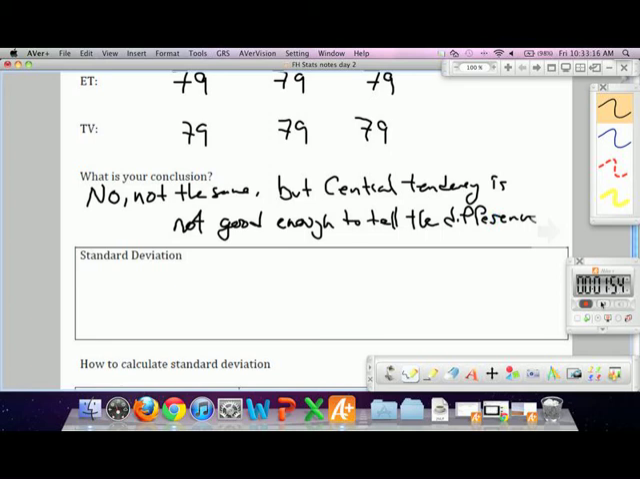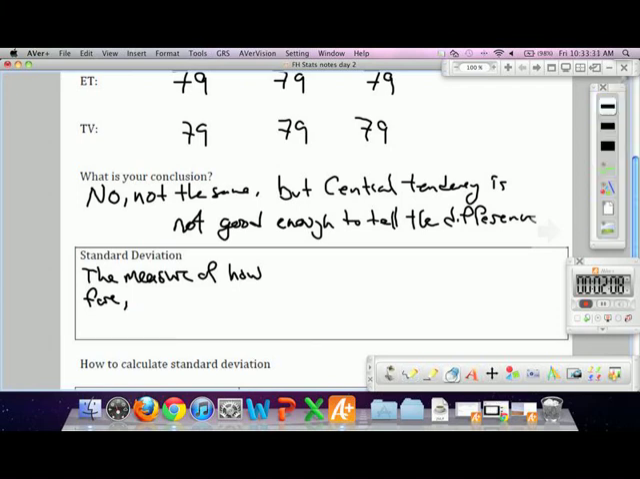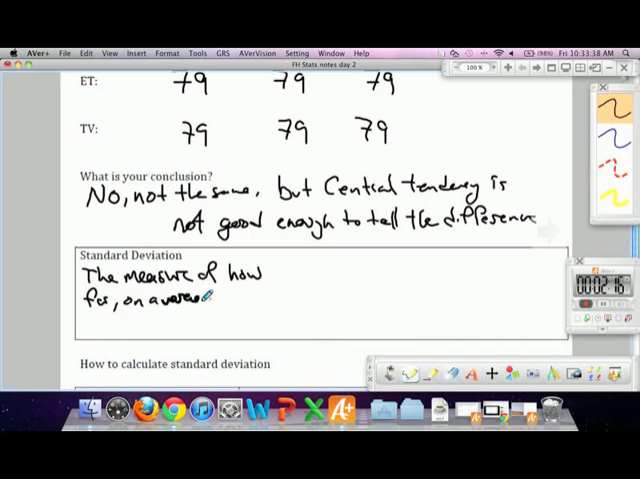Standard deviation is a measure, or the measure, of how far, on average, each piece of data is from the mean.